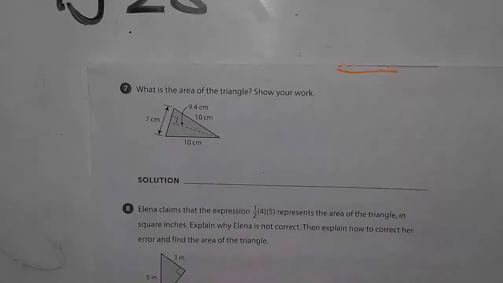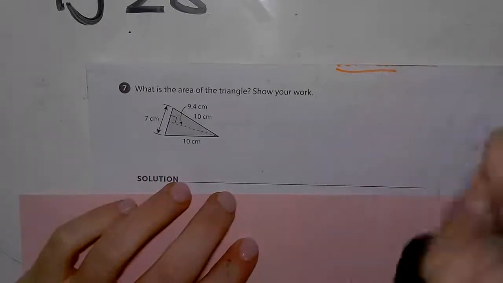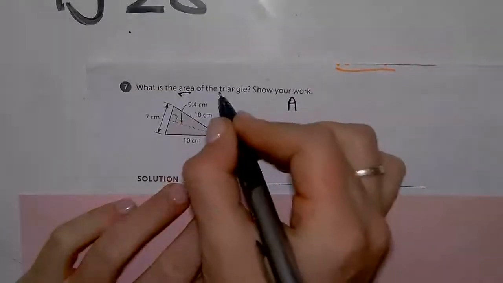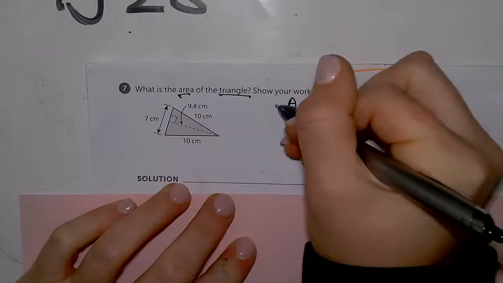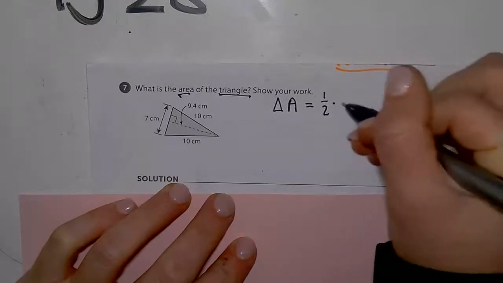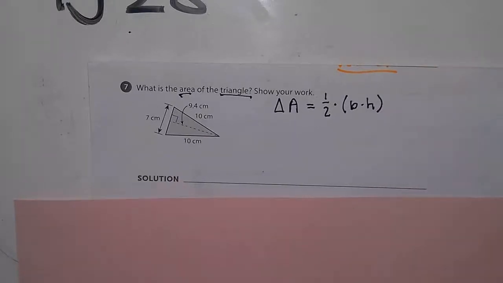Number 7 says, and actually, this is a quick tip. If you're ever doing a problem and you just want to look at one problem at a time, just go ahead and cover up the other one. This one is pretty straightforward. It just says, what is the area of the triangle, and show your work. So the first thing I always need to do is write down the formula that I'm going to be using. In this case, I'm talking about the area of a triangle, which equals 1/2 times the base times the height. And I need to find the base and the height first.